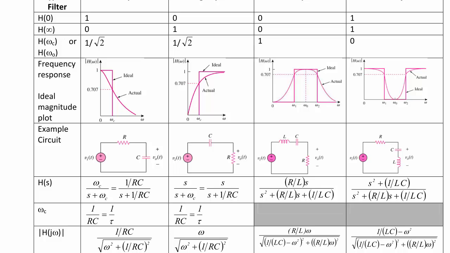So the low pass filter, as we stated before, has a value of 1 at low frequencies. The high pass has a value of 1 at high frequencies, and then the band pass and the band reject have 1 at either the outer frequencies or the inner frequencies.